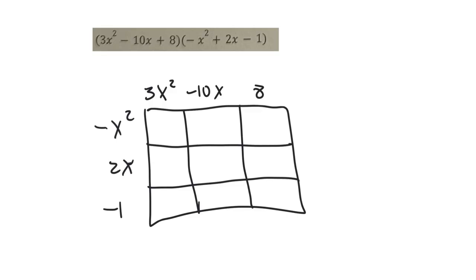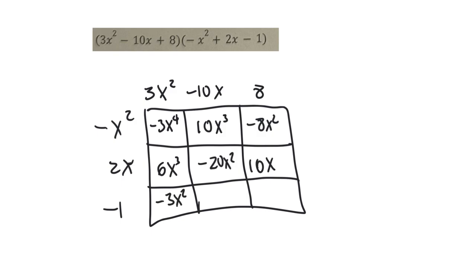So multiplying for the top left would give us negative 3x to the fourth, I do believe. Over here it would be positive 10x to the third. Over here it would be negative 8x squared. In the next box, it would be 6x to the third. Then over here, it would be negative 20x squared, I do believe. And then we have 16x, I do believe. Then we have negative 3x squared. And we have positive 10x. Then we have negative 8.